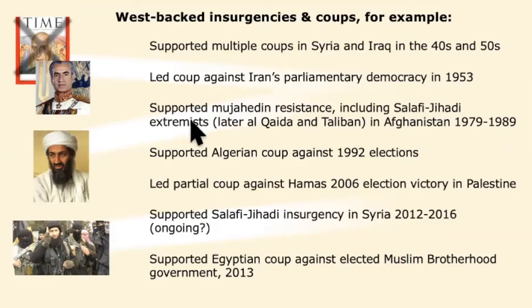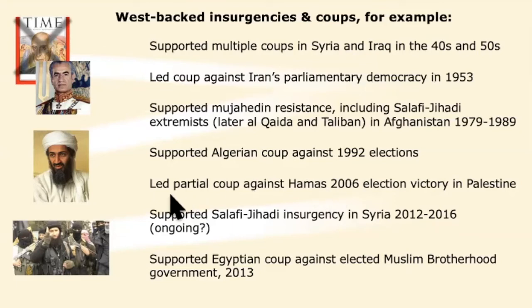In Afghanistan, the West supported Mujahideen resistance, including extremist Salafi jihadis that would later become Al-Qaeda and the Taliban. That was throughout most of the 1980s. In Algeria in 1992, popular democratic elections looked like they were going to overturn the government, which was an ally of the West, so Western governments supported the Algerian government in stopping the elections. They basically pulled the plug on the elections because they were going to lose, and it launched a civil war in the country, and they did this with Western support.